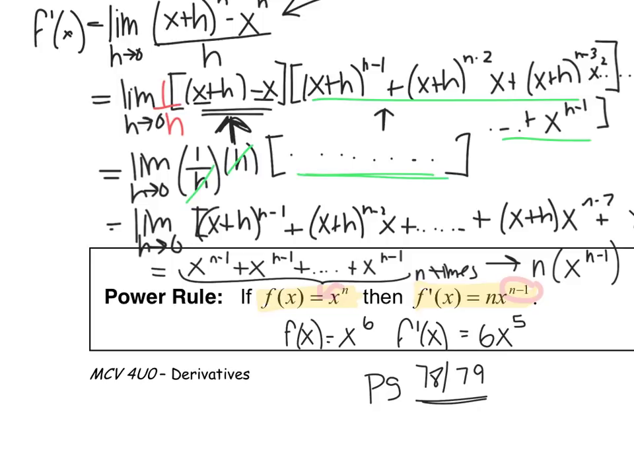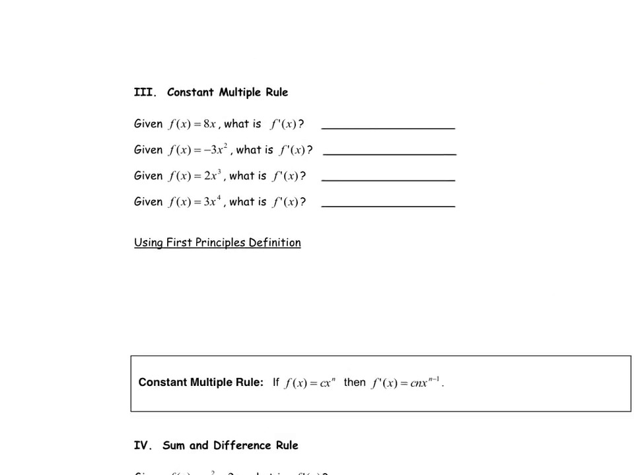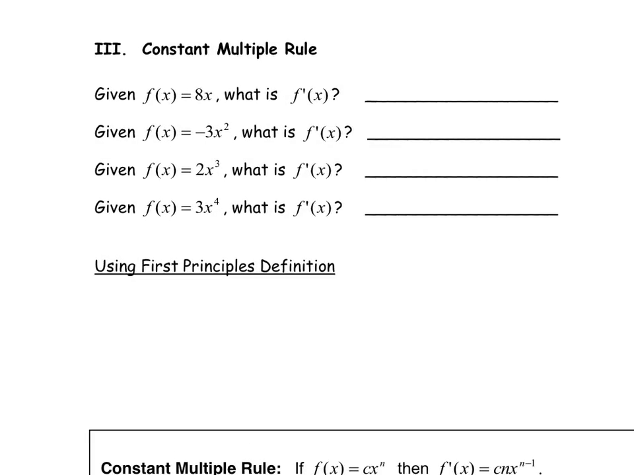Okay, now we're going to take a look at the constant multiple rule. All right, so let's start off by taking a look at the derivatives of these functions. If f of x is equal to 8x, then I know the derivative is equal to 8. And then this one is equal to negative 6x. Our next one, if my function is 2x cubed, is equal to 6x squared. And then our next one would be equal to 12x cubed.